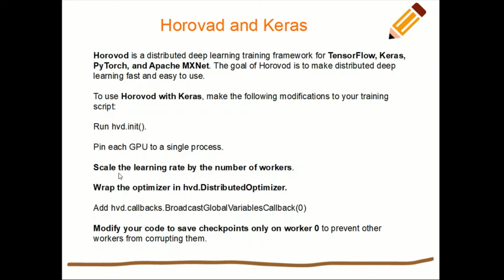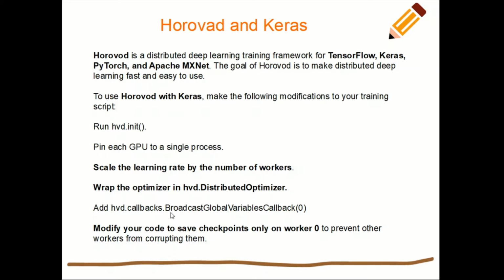Another thing to understand is that since we are doing distributed training, effectively we are increasing our batch size, right? If you're increasing the batch size, we can also scale up the learning rate. That is something we need to take care of when doing distributed training. And we also need to wrap the optimizer in the Horovod distributed optimizer API, and we'll see an example of this.